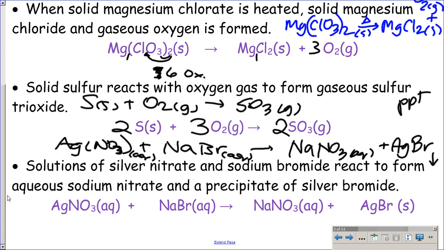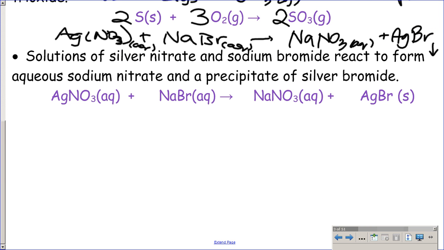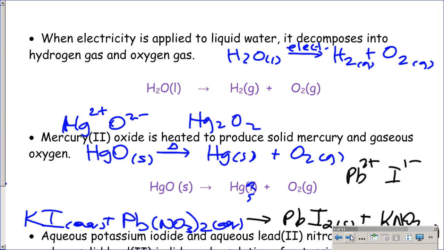All right, let's do this last one together. Actually, I think we can look here. How many silvers? Both sides. 1 and 1. How many nitrates? 1 and 1. How many sodiums? 1 and 1. How many bromines? 1 and 1. If you see no subscripts, except for like the nitrate in this case, then it's all 1 to 1 to 1 to 1. Balancing is really not that hard. You just have to kind of pace yourself through it.